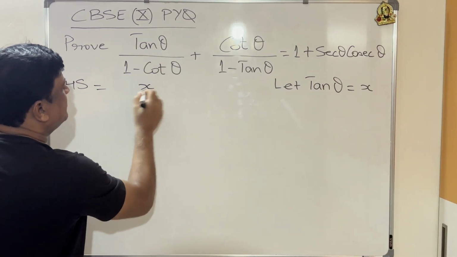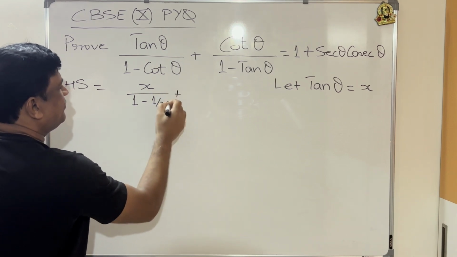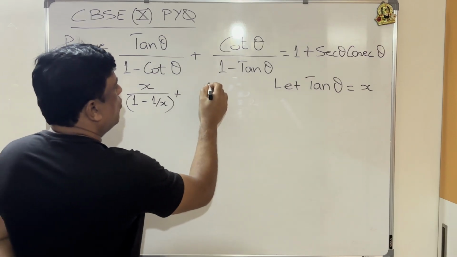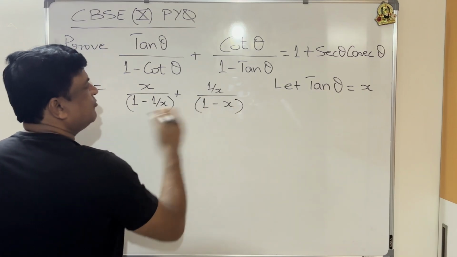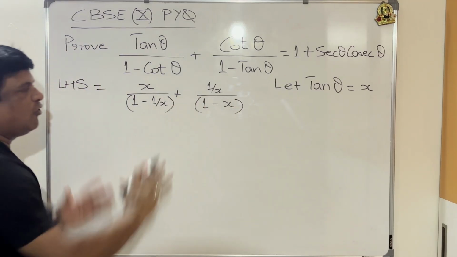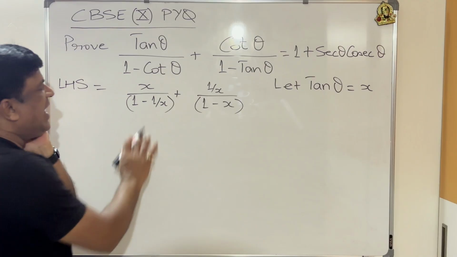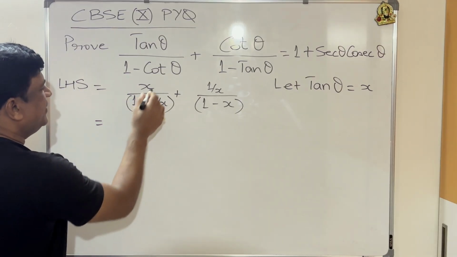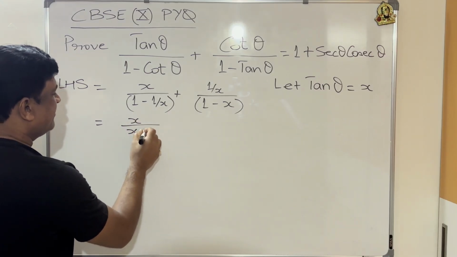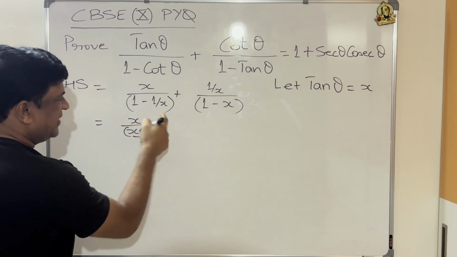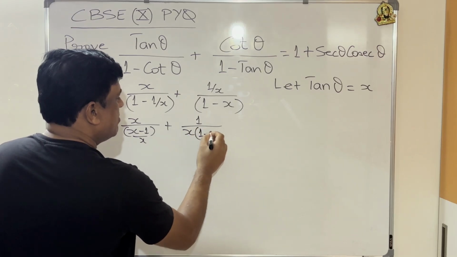You get x by 1 minus 1 by x plus 1 by x divided by 1 minus x. So this is much simpler. Let's go ahead and solve this, and later we'll come back to trigonometry to deal with it. Let's take care of the algebra part of it. So what do you get when you resolve this? You get x by, in the denominator it will become x minus 1 divided by x, plus here you're going to get 1 by x times 1 minus x.